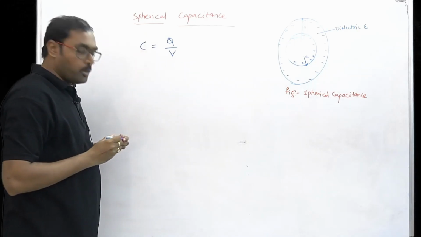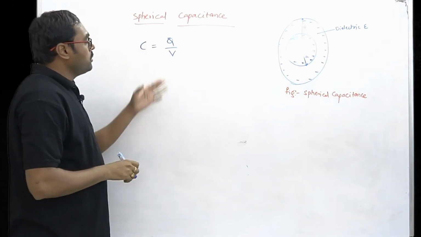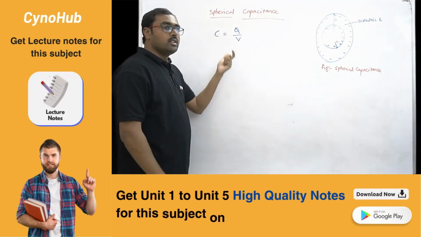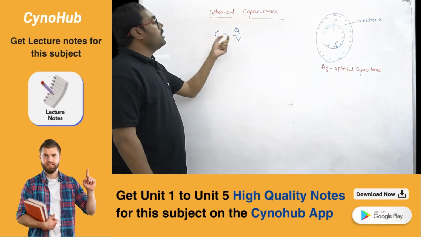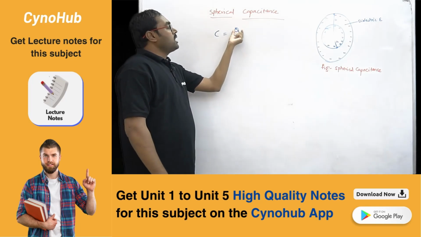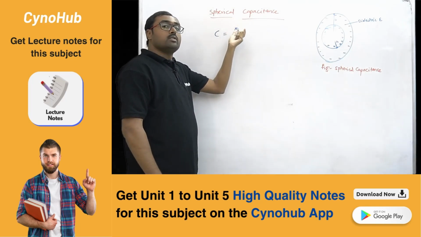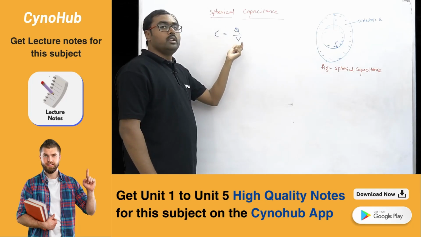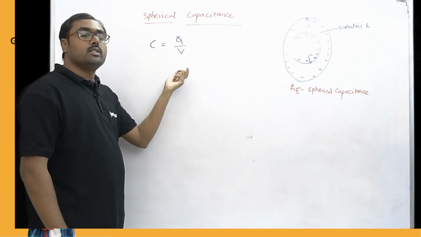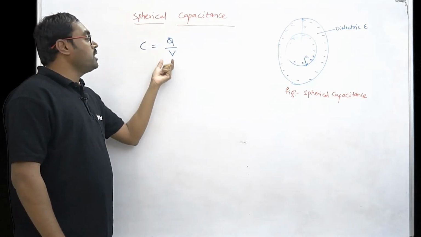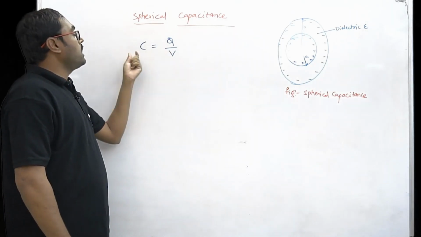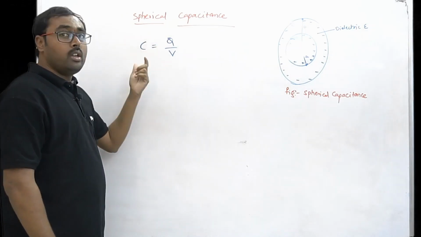Here V is the potential. The capacitance is the ratio of charge enclosed by the two plates to the EMF induced in those plates, that is, the EMF or potential induced in the plates. That is C is equal to Q by V.